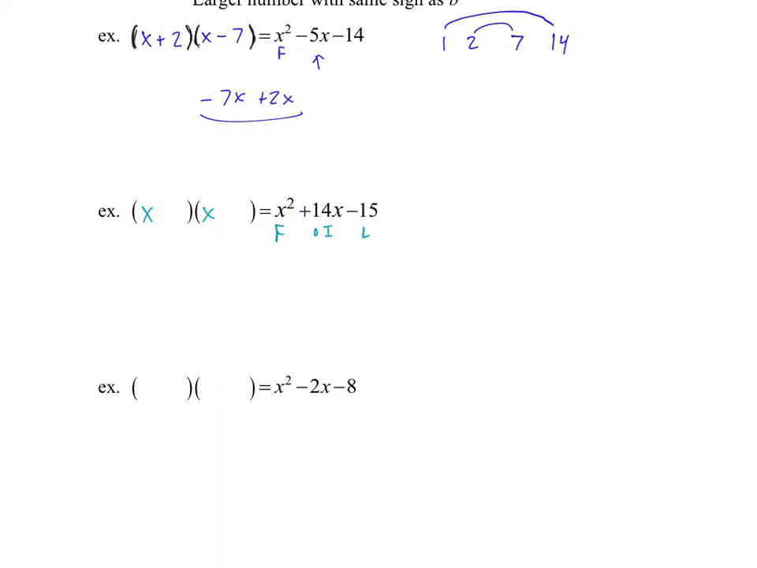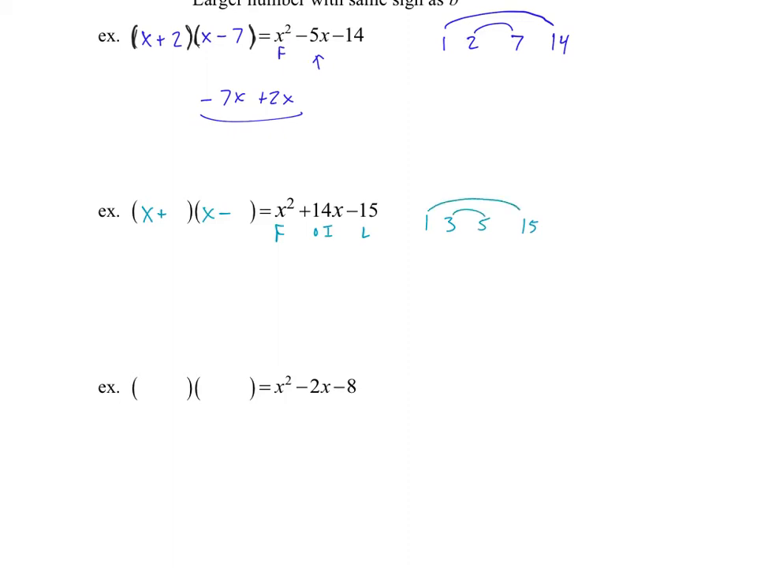All right, now we have a minus 15, so we know we have to have a plus and a minus, or a minus and a plus. I'm just going to always do plus and a minus. Then, factors for 15. So we have a 1 and a 15, and we have a 3 and a 5.